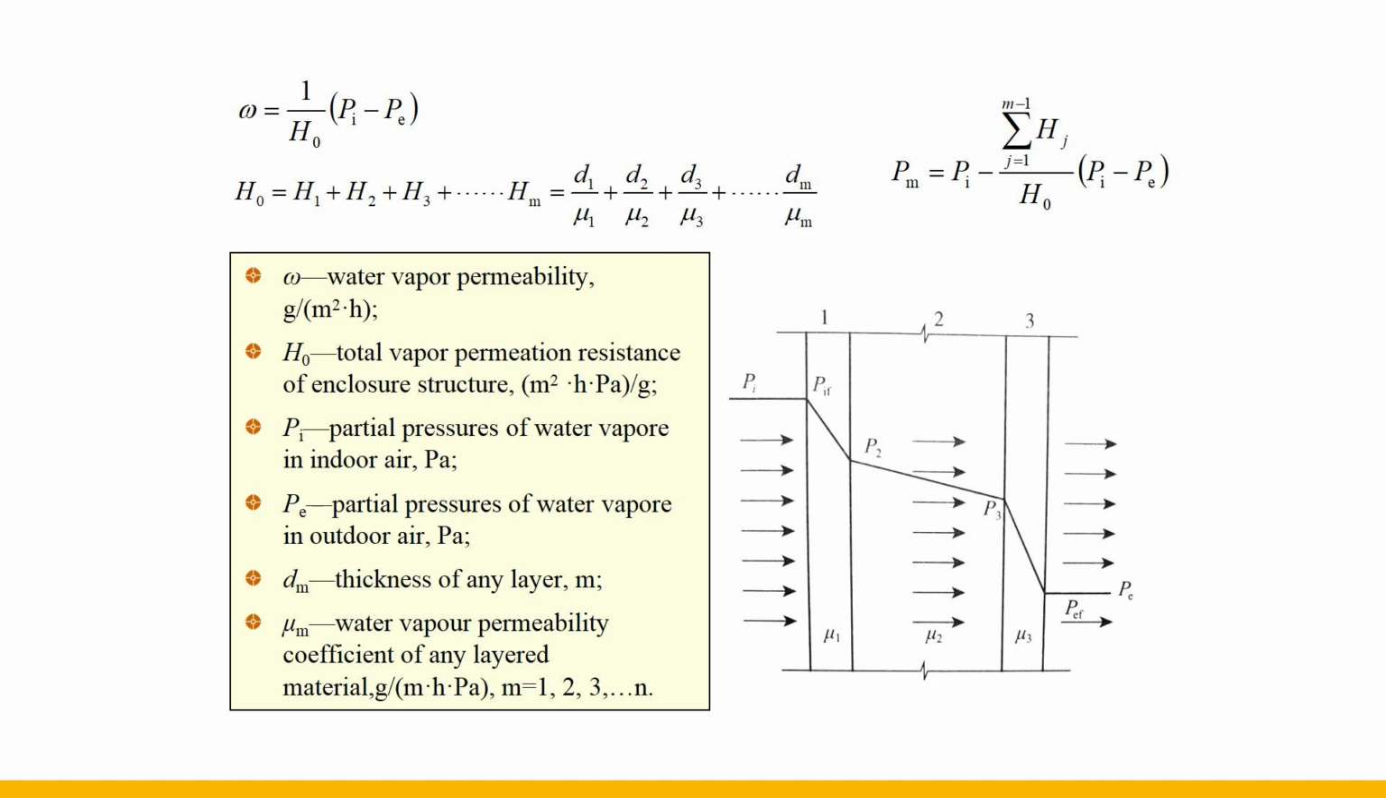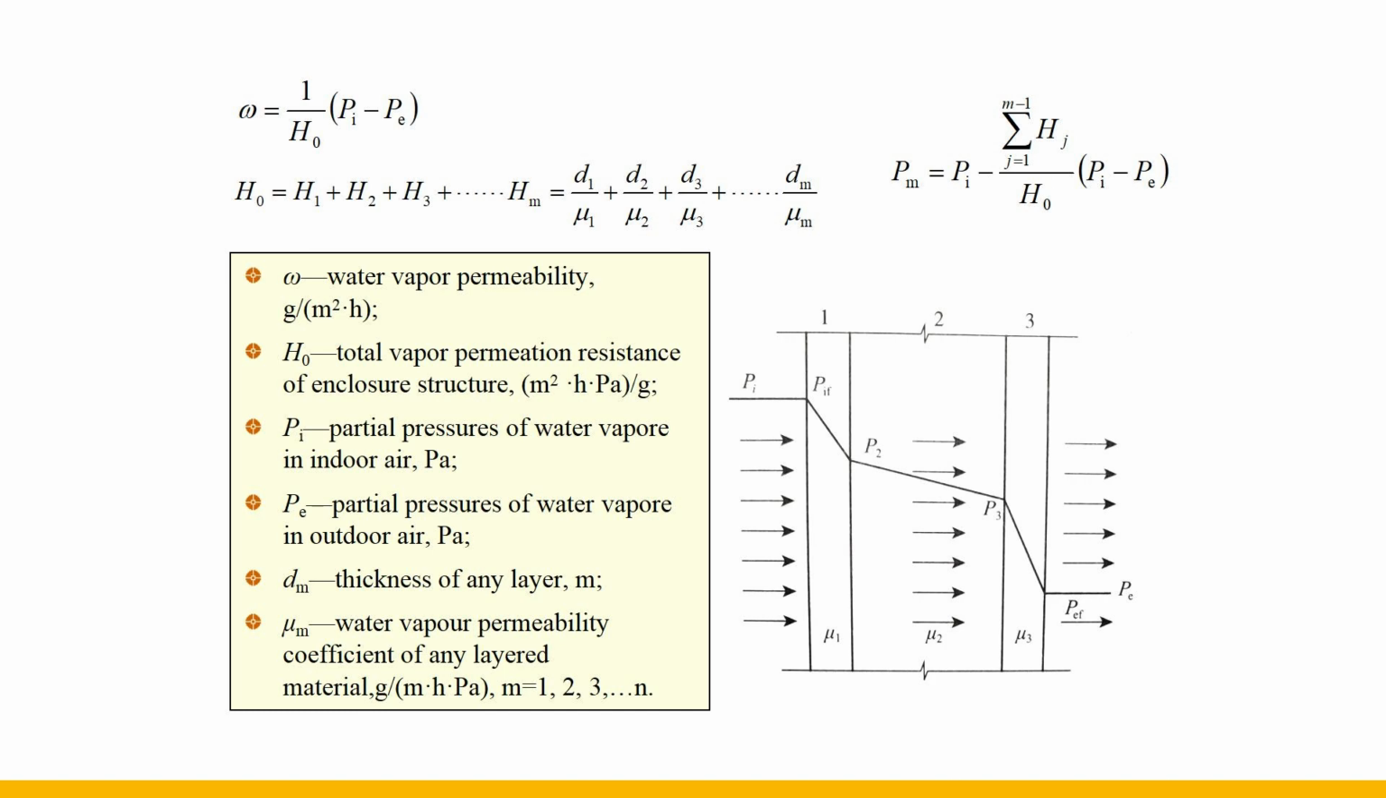Water vapor permeability is equal to the ratio of the indoor and outdoor water vapor partial pressure difference to the water vapor permeability resistance. The water vapor permeability resistance is equal to the thickness divided by the water vapor permeability coefficient. The water vapor permeability coefficient refers to the amount of water vapor permeating through 1 square meter in 1 hour in an object with a thickness of 1 meter, when the partial pressure difference of water vapor on both sides is 1 pascal.